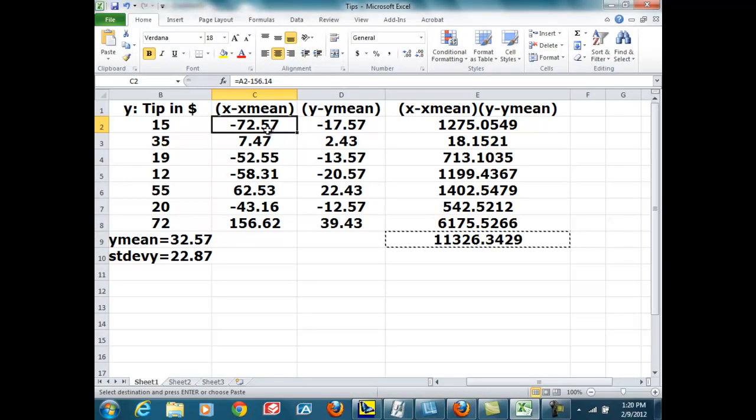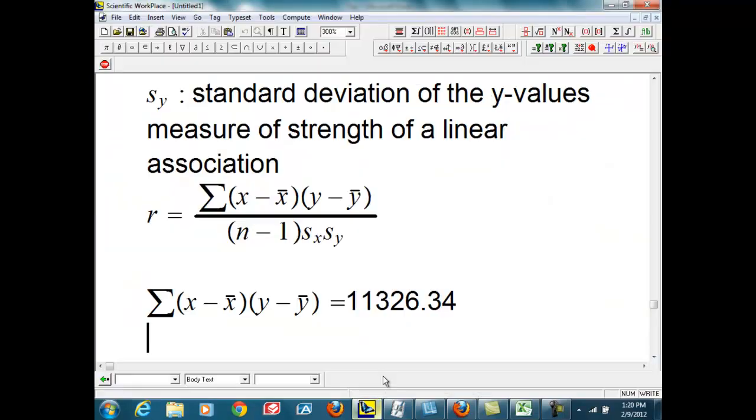So I multiplied this value with this value, right? You multiply the x mean by the y mean. I multiply x minus x mean with the y minus y mean. Yeah, so you multiply the negative 7257 by negative 17. Exactly. And what does that give you? That gives us this. So that's the top. That's the standard deviation of the y. It's not a standard deviation. It is the sum of the product of the deviations from the means, right?